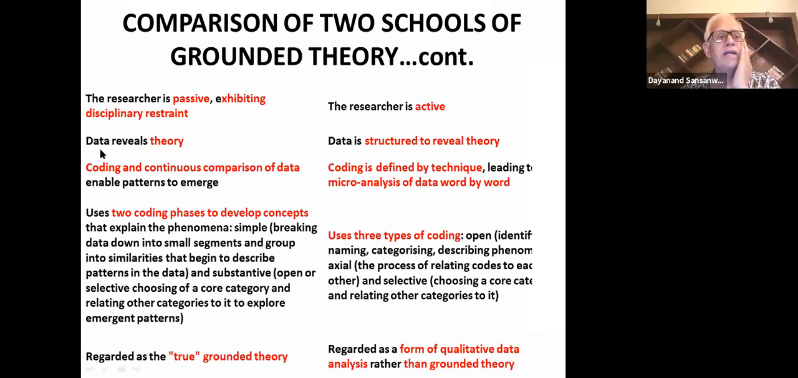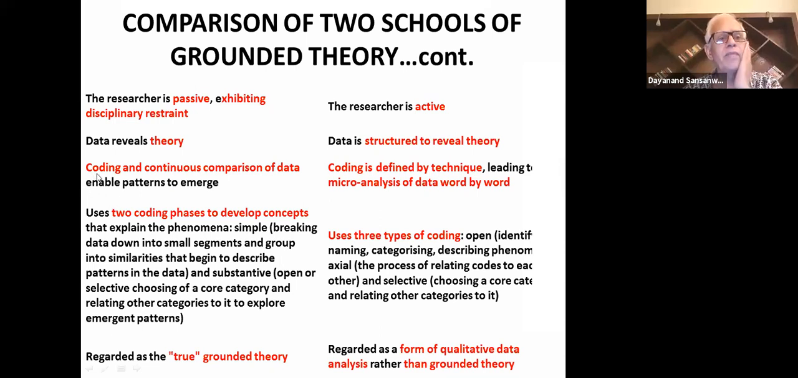In the Glaserian one, data reveals the theory. In the Corbin one, data is structured to reveal the theory. You have to structure the data to reveal, but here data itself will reveal the theory. That's the difference.